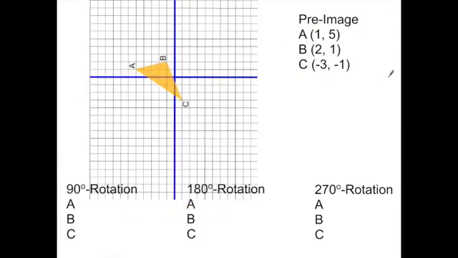Now, let's look at where A is now. Okay, if this is the origin (0, 0), this is now the x-axis, this is now the y-axis, where's point A? Let's look. 1, 2, 3, 4, 5, so that's -5, up 1. So I'm going to write (-5, 1). Where's B? -1, up 2. Where's C? 1, down 1, 2, 3, so (1, -3).